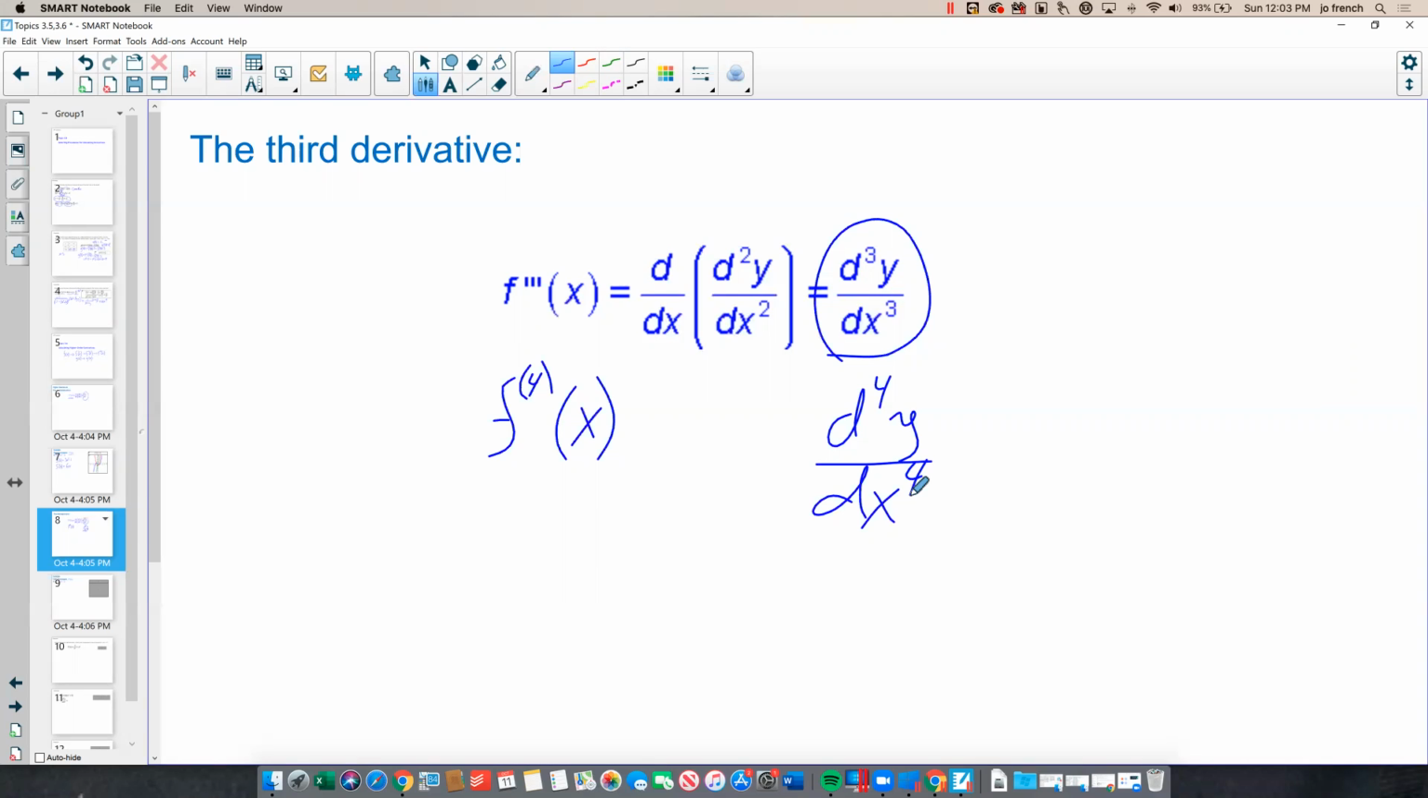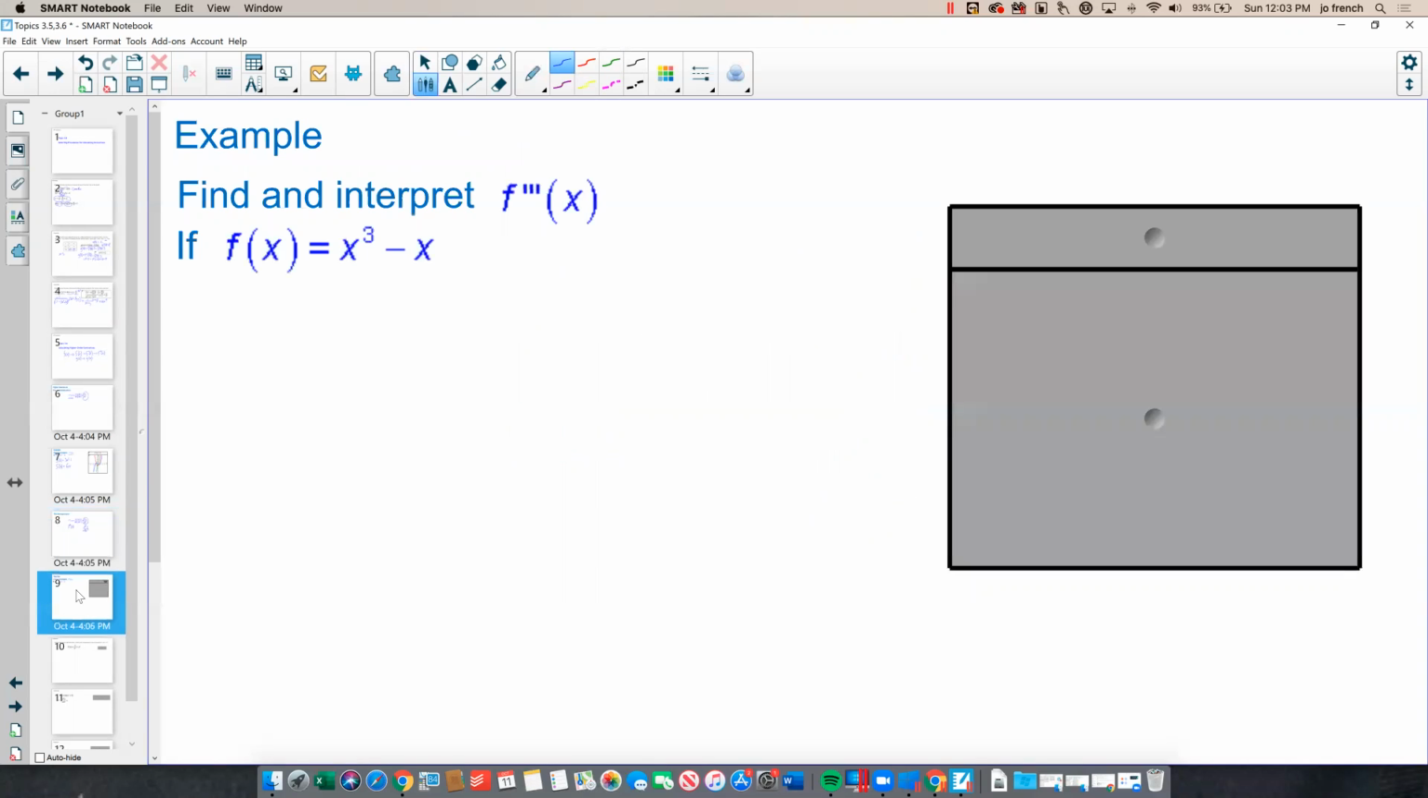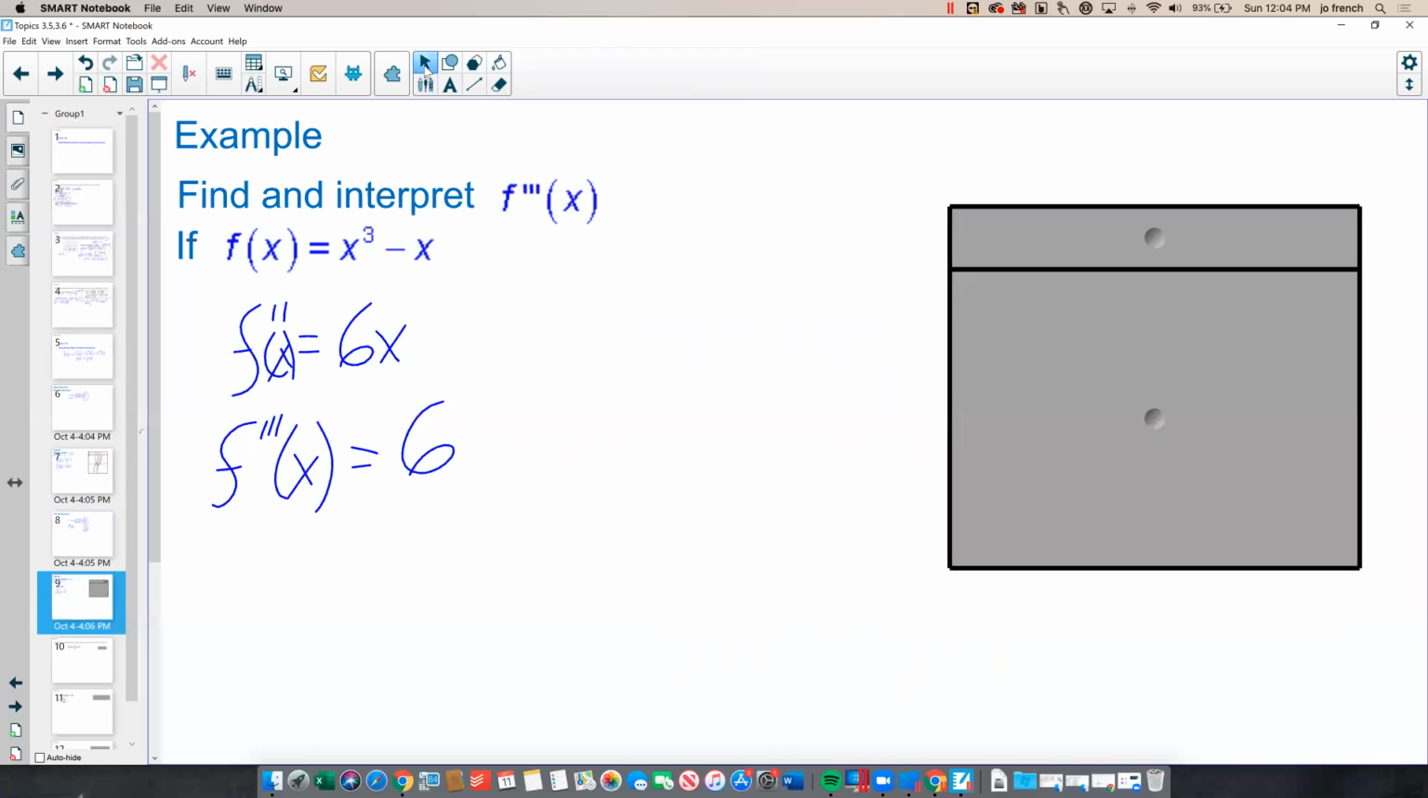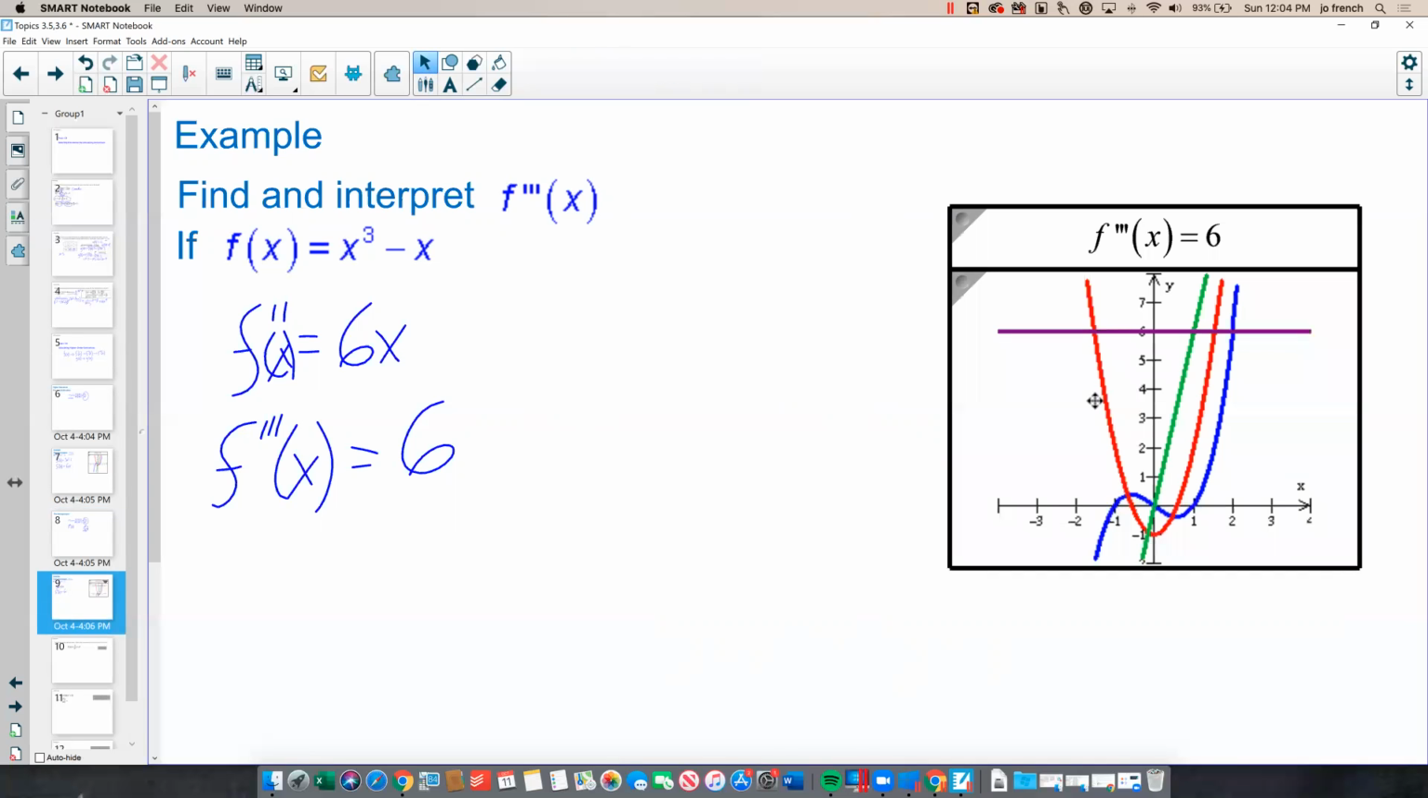Okay, so let's look back at our original example where f of x equals x cubed minus x. We know that the second derivative turned out to be 6x. Well, then the third derivative would be the derivative of 6x, which is just the slope of the line y equals 6x, or 6. And if we look at the relationships here, we can see that purple line is our new derivative at y equals 6.